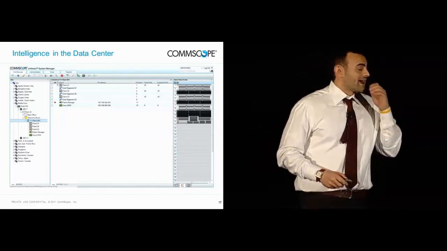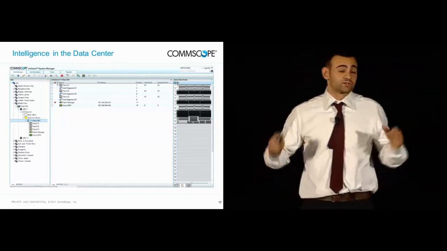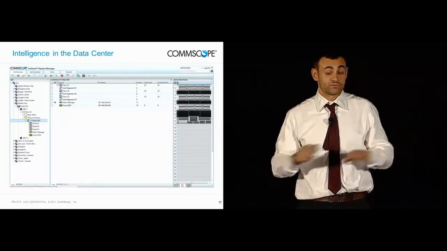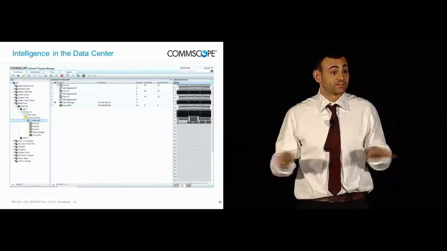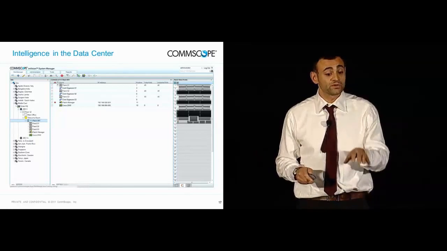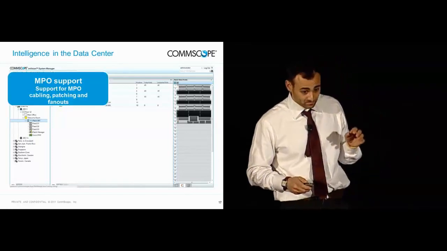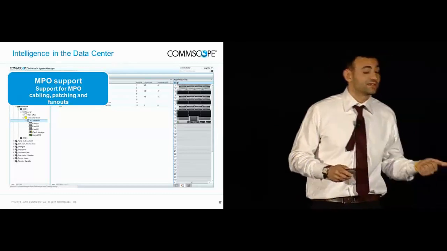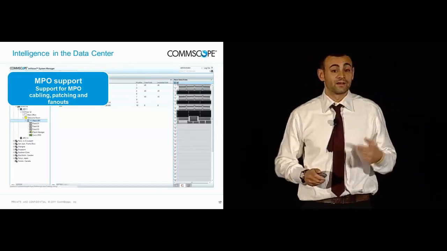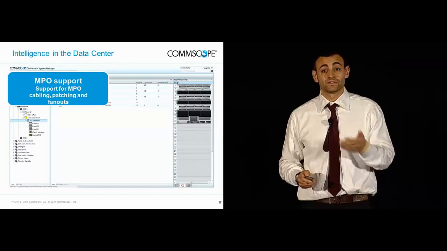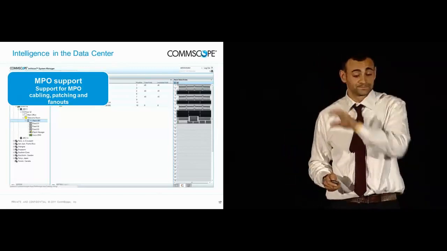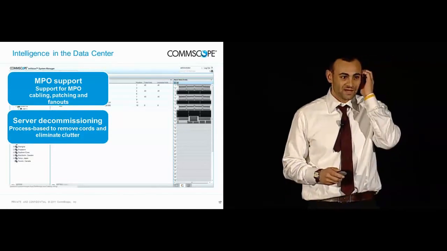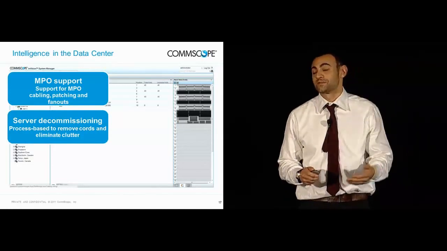So how does this relate to intelligence in the data center? We just talked about some of the general benefits of an intelligent infrastructure from a layer 1 perspective: campus, enterprise, data center. Now, focusing on the data center. Intelligence really means we're able to support both LC and MPO for cabling, patch cords, and modules. We can decommission servers, right? How come I didn't say we can commission servers?